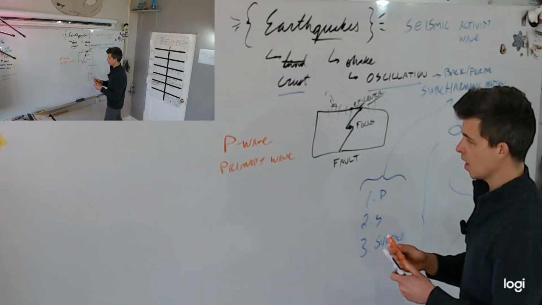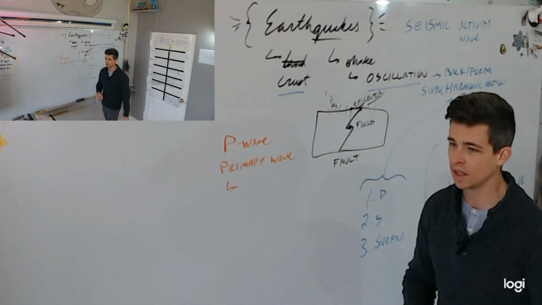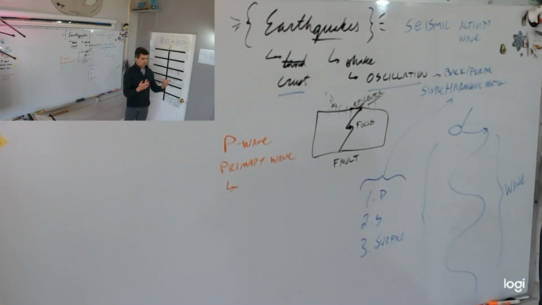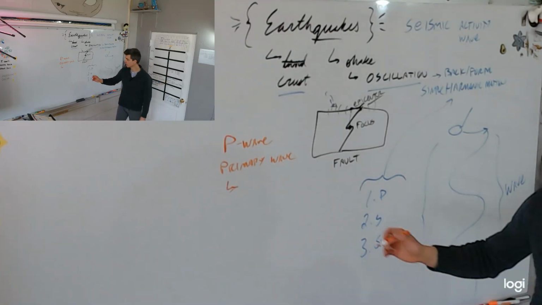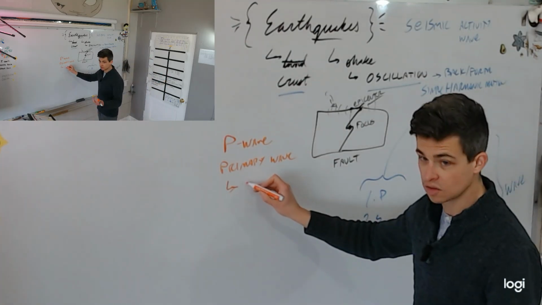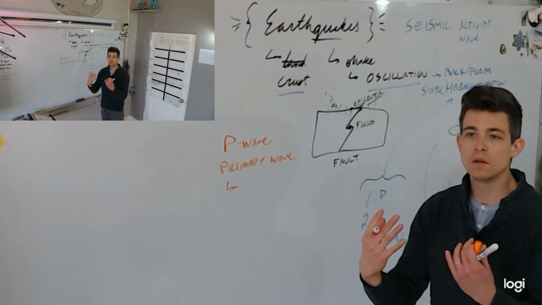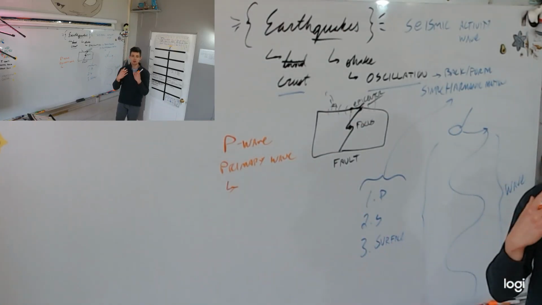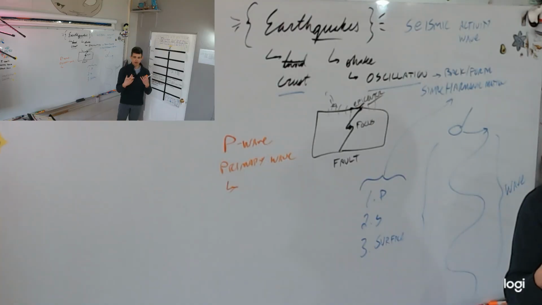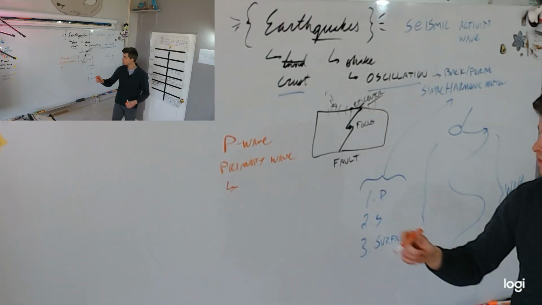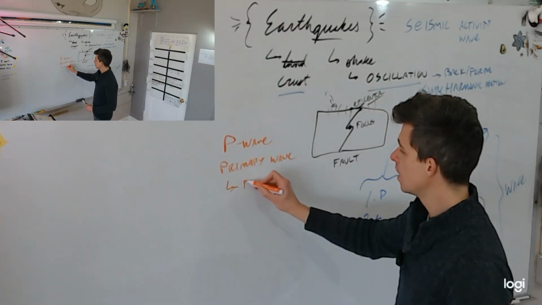The first one. That's all primary means. A lot of times in our daily life we use primary to mean the best or the most important thing, but primary really just means the first. And it's called the first because this is all from the standpoint of a seismologist, someone running a seismogram, which is a machine that measures earthquake waves. They first record the primary waves.